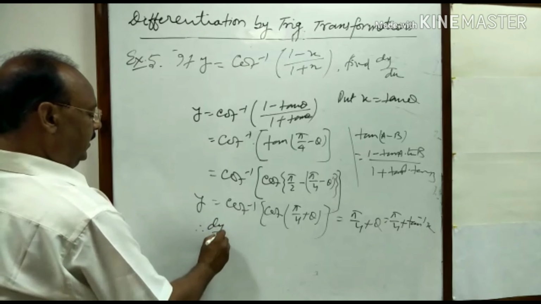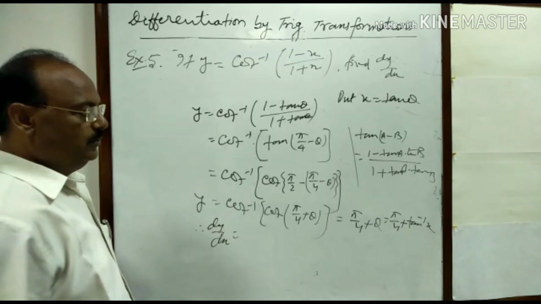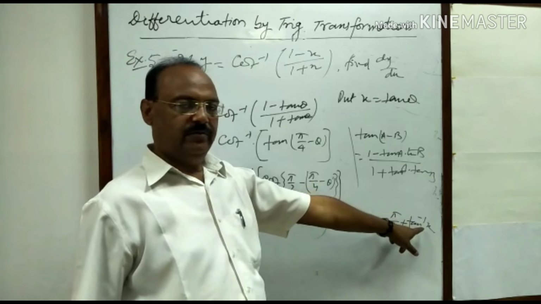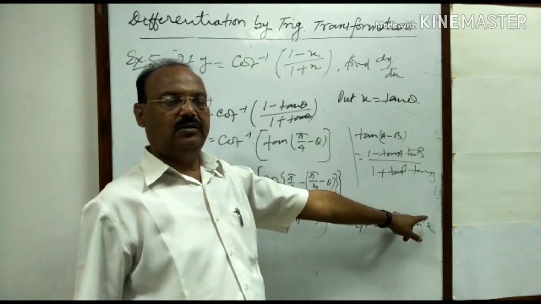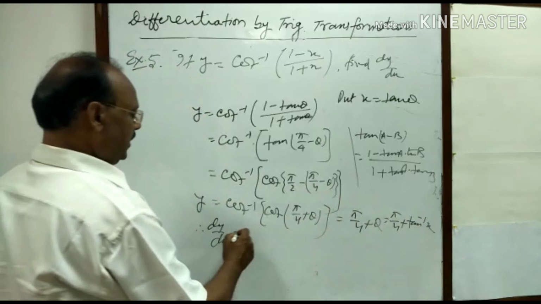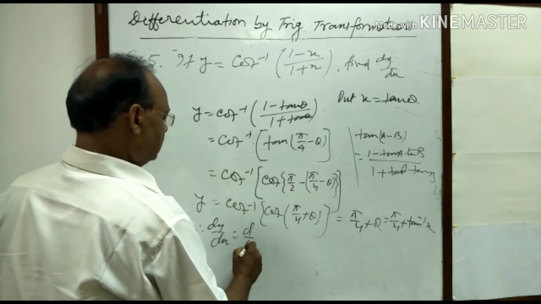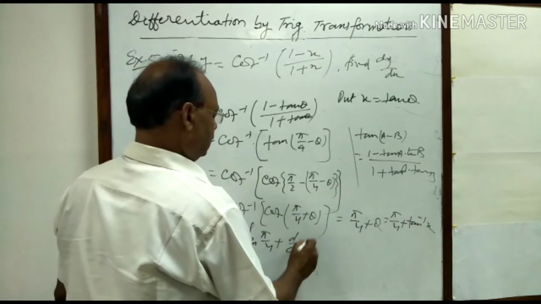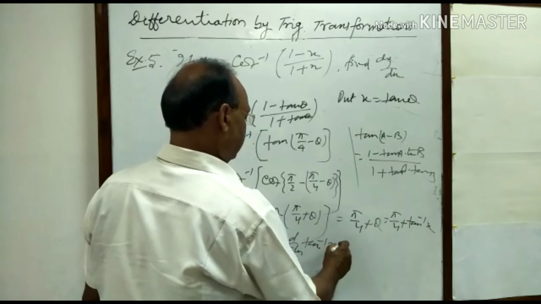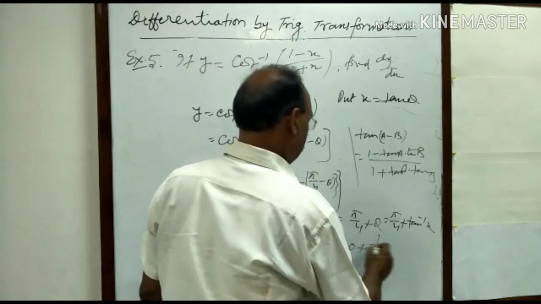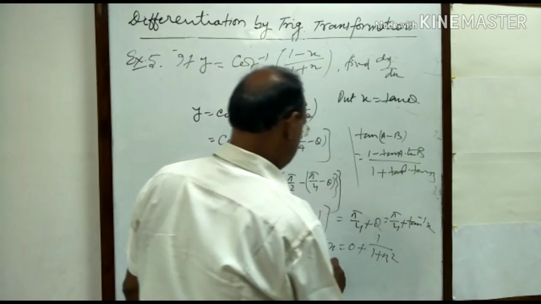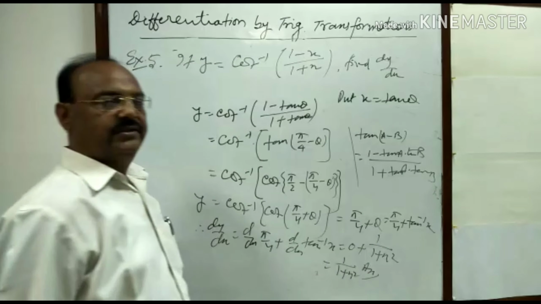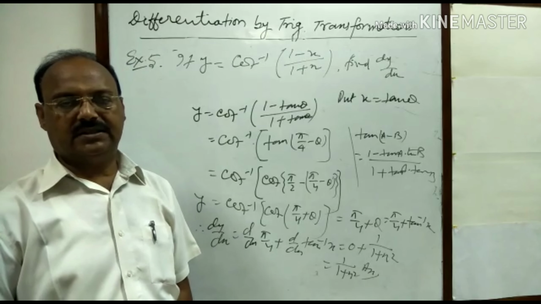And therefore now we can get the result. The derivative of y with respect to x is equal to, this is constant, so its derivative will be 0, and you know the derivative of tan inverse x is 1 upon 1 plus x square. So d/dx of pi by 4 plus d/dx of tan inverse x. So this is 0 plus 1 by 1 plus x square. So finally 1 by 1 plus x square. This is the answer, the derivative of y with respect to x.